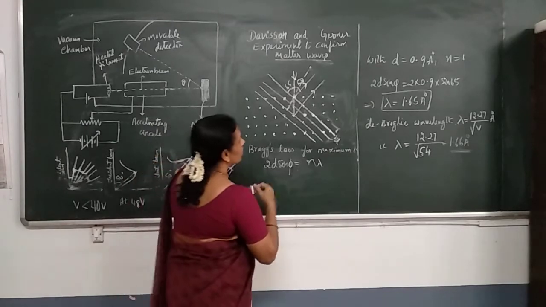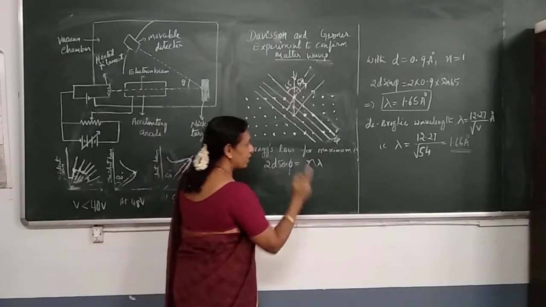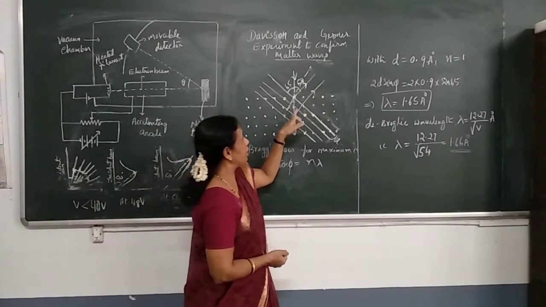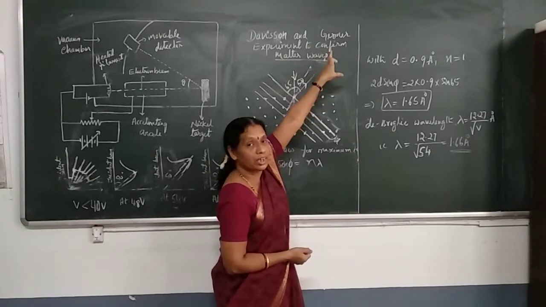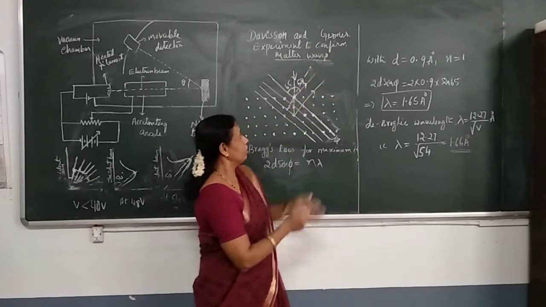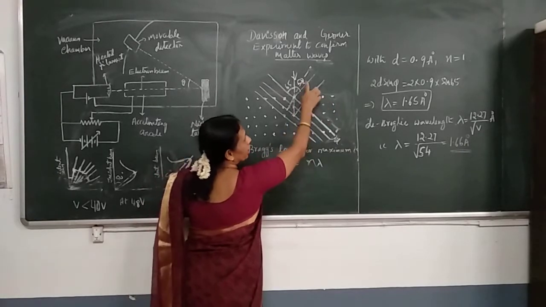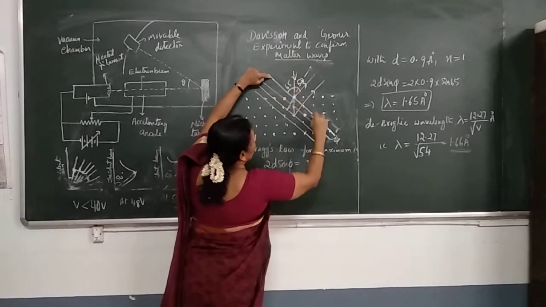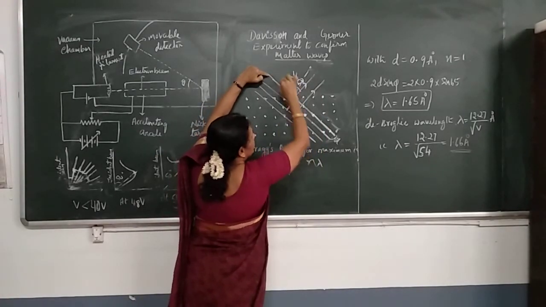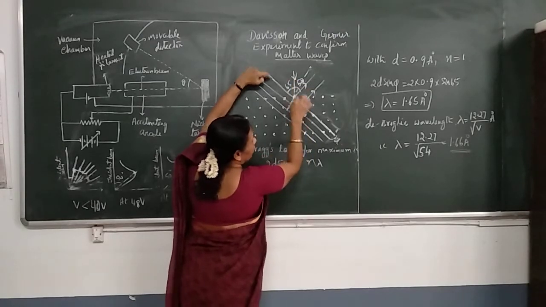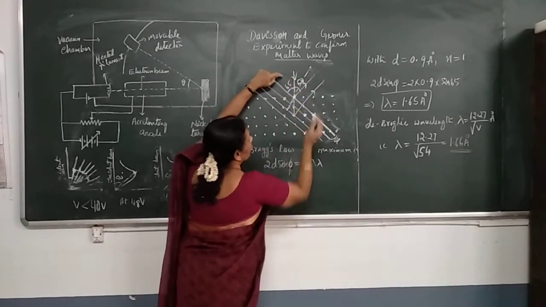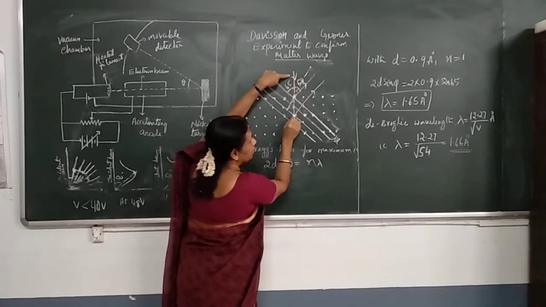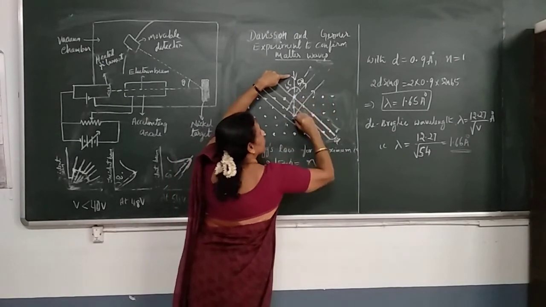And here, why is this 2d sin phi called the path difference? The path difference between these two rays. After diffraction, these two rays move parallel to each other and interfere to produce the maximum. So the path difference between these two rays is given by 2d sin phi. We have considered these two rays. The first one is the incident ray falling on this plane, and it gets deflected. Next, the second ray falls on this atom and gets deflected from this atom.